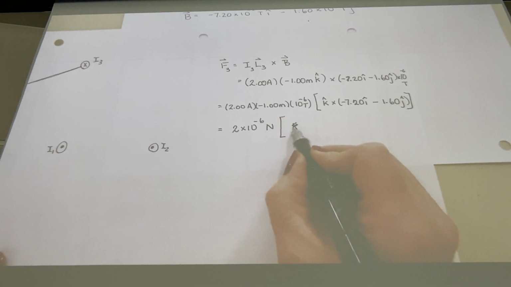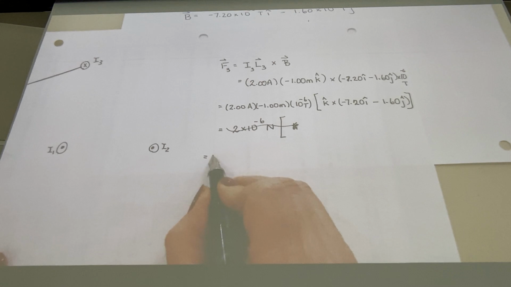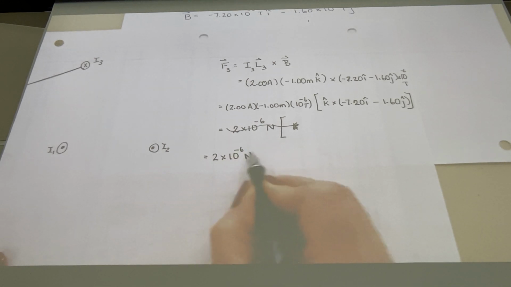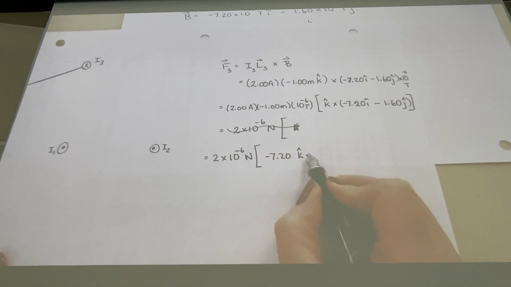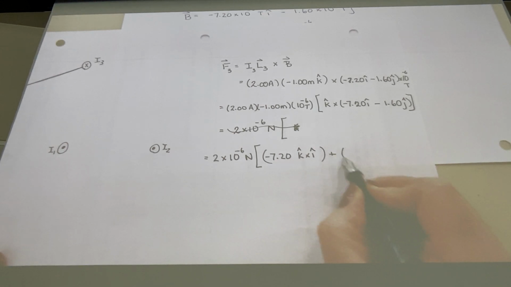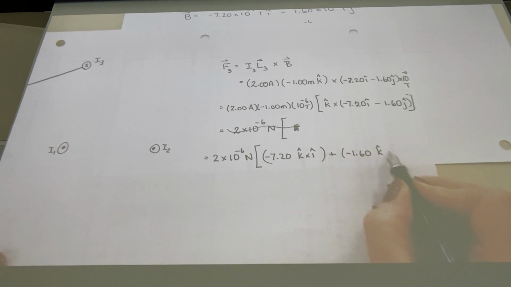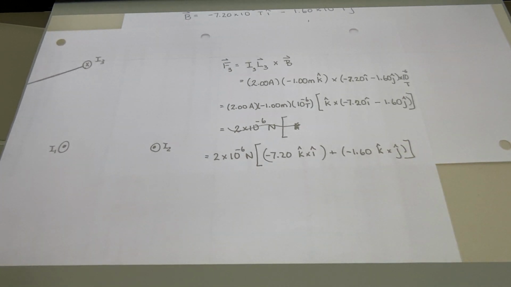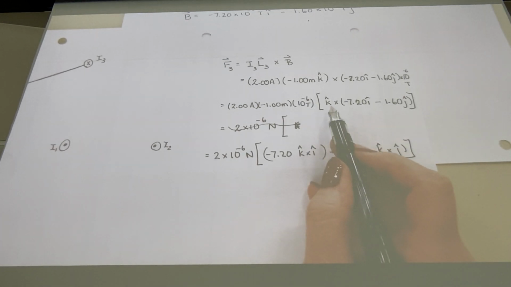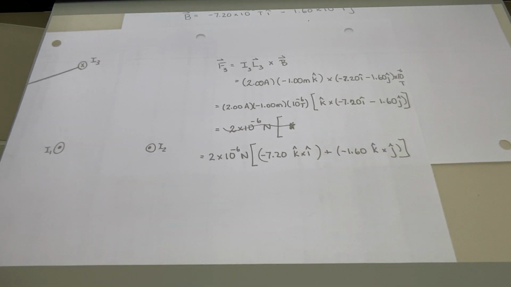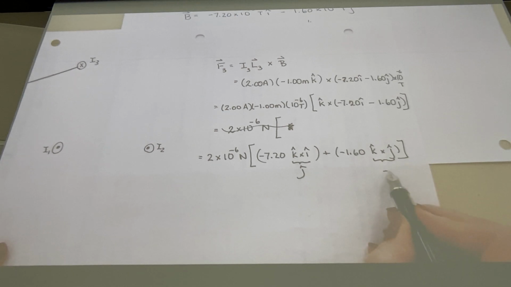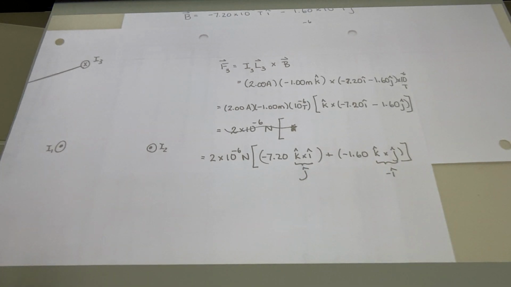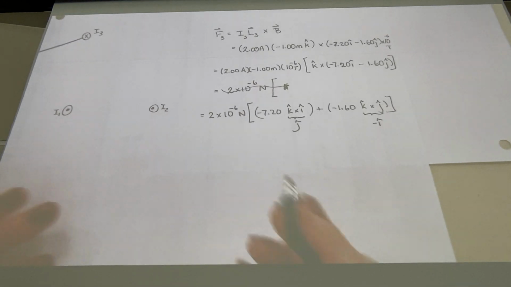And then I've got minus 7.20 K cross I hat plus minus 1.60 K cross J hat. So for this next step, I just applied my distributive property. I did K cross each of those terms, and I brought my numbers, my scalars, out to the front of those. K cross I, that's equal to J. K cross J is negative I. Okay, so that's something you should know or be able to figure out. So let's see where this gets us.